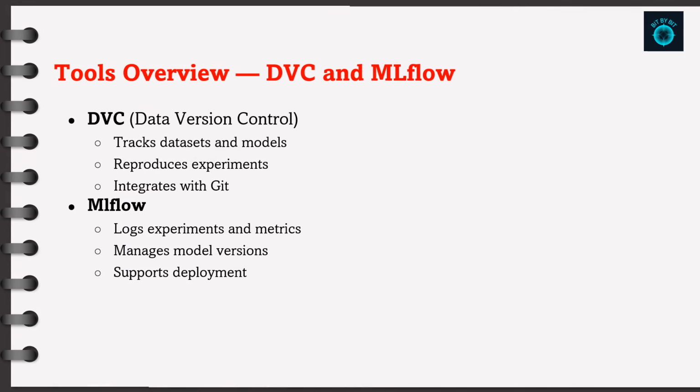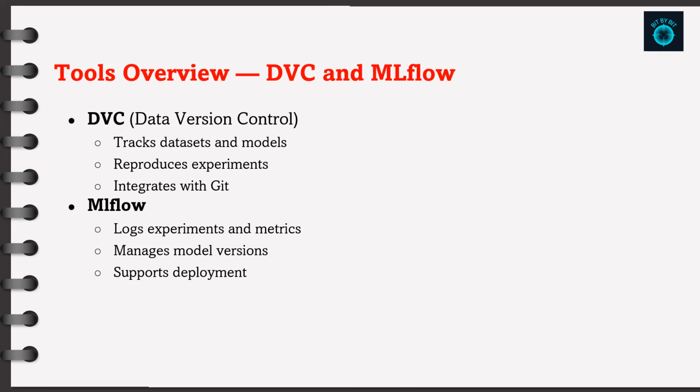Tools Overview, DVC and MLflow. Let's start with DVC, or Data Version Control. DVC works like Git, but for large datasets and model files. Instead of storing heavy data directly in Git, DVC stores lightweight references that point to data stored elsewhere, such as cloud storage. This makes it possible to version datasets, reproduce experiments, and keep your data pipeline consistent.